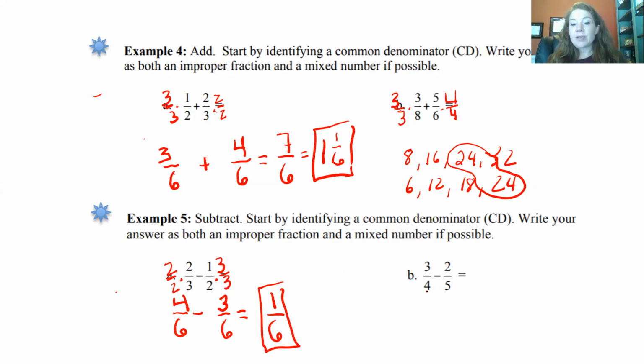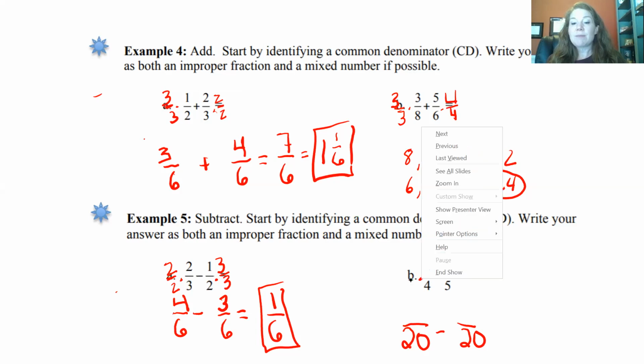Letter B, we could multiply 4 and 5 together, and we get 20, which happens to be the least common multiple between 4 and 5. So we have to change the numerator since we changed the denominator. So 4 times 5 is 20.